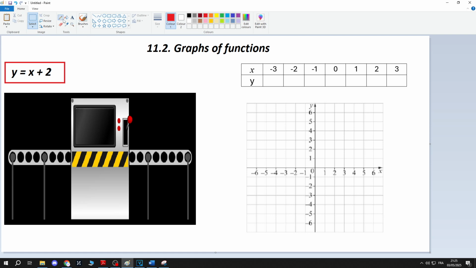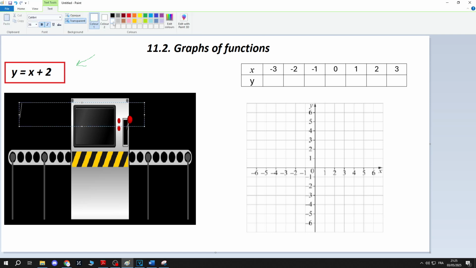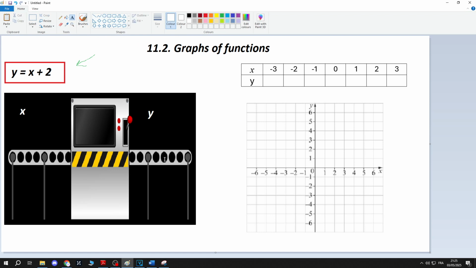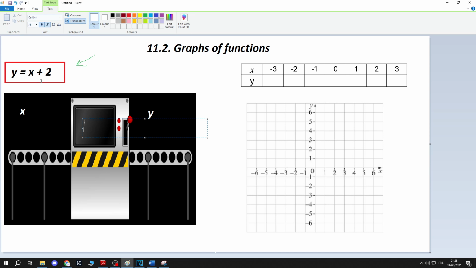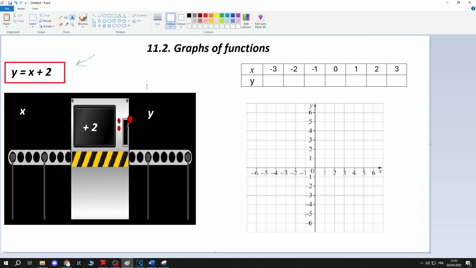this is what we have. So this is a function, right? y equals x plus 2. Now, we've already agreed that x usually goes here and y goes here. So x goes into the conveyor belt, comes out as y, and then a process happens right here in this box. And for this particular function, for us to get a y, we need to add 2 to x. So the function of this machine is plus 2.